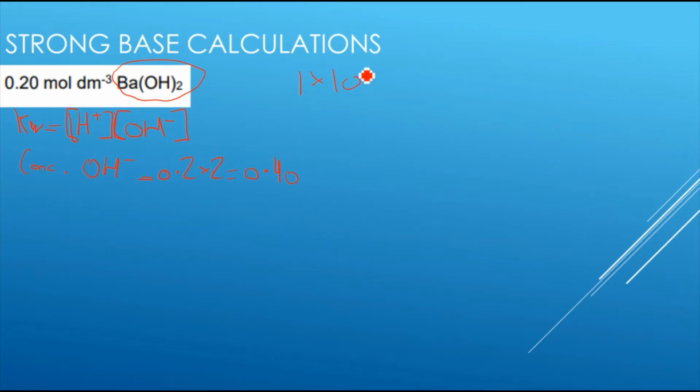So for the Kw we have 1 times 10 to the power of minus 14 is equal to H plus times OH minus, so we have 0.40. Then we could rearrange. We would divide by 0.40 and we end up getting 2.5 times 10 to the power of minus 14.